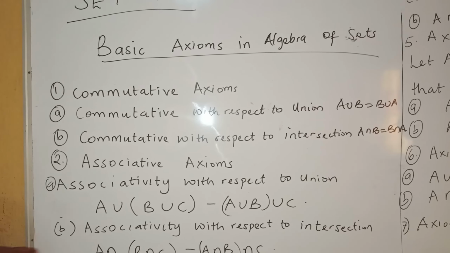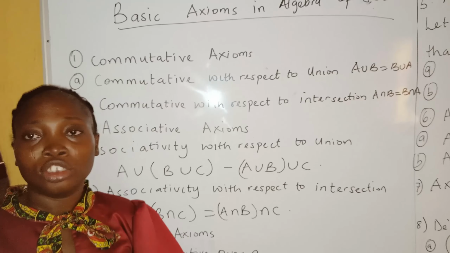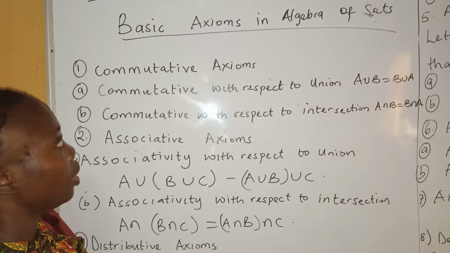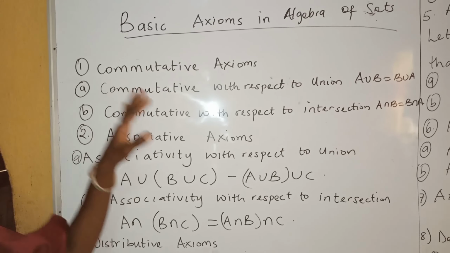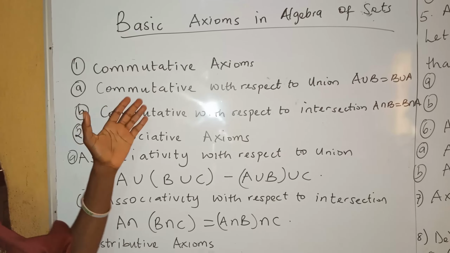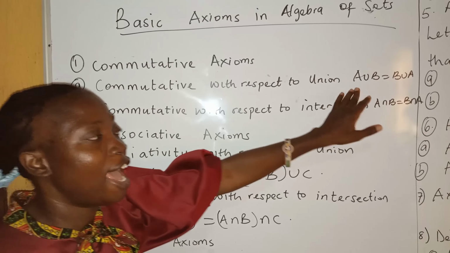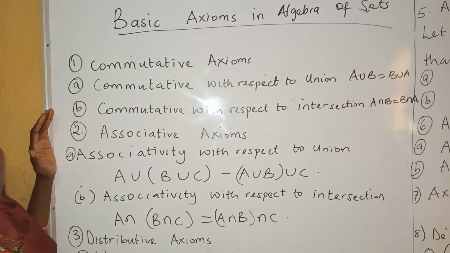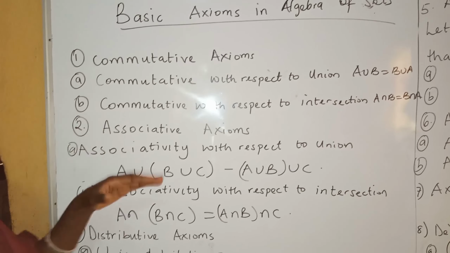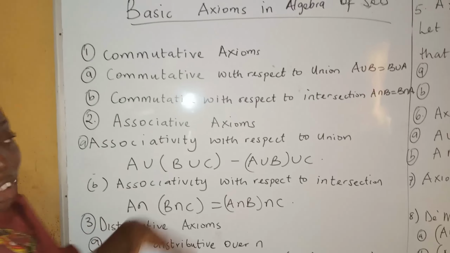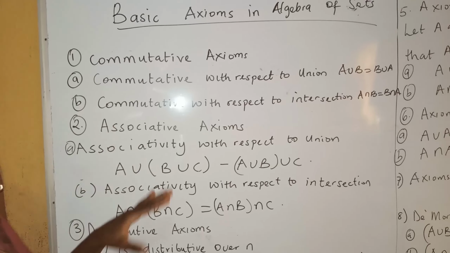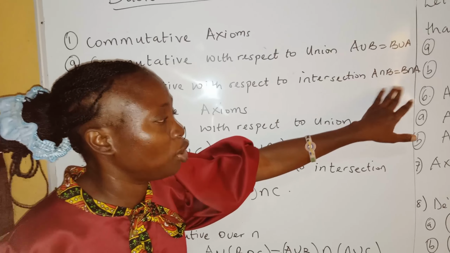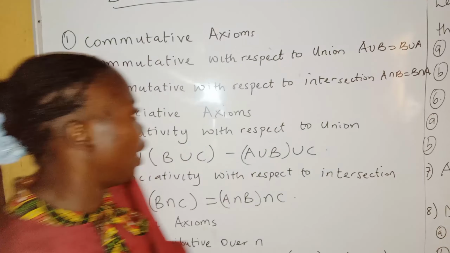Some basic axioms in algebra of sets. When you talk about axioms, you are talking about some basic truths which have been proved to be true and correct. Number one is the commutative axioms. Commutative with respect to union of a set: A union B is equal to B union A. Some of these axioms have been proved before in our previous class, and you can go ahead and prove the rest. Commutative with respect to intersection: A intersection B is equal to B intersection A.